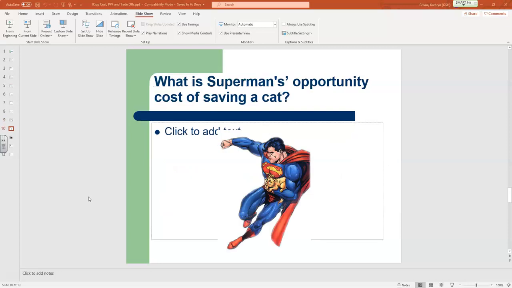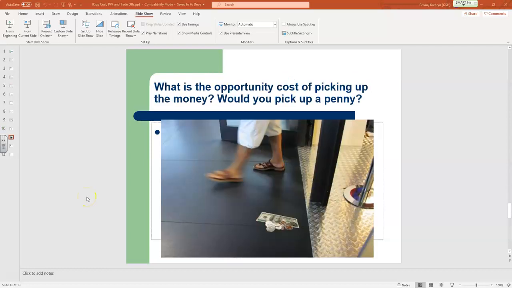I've given this example several times, just Superman. The opportunity cost of saving a cat: his opportunity cost would be he's not saving a human during that time. Opportunity cost of picking up a penny: okay, if you pick up just the penny, you're leaving all the other money on the floor. That's the opportunity cost.